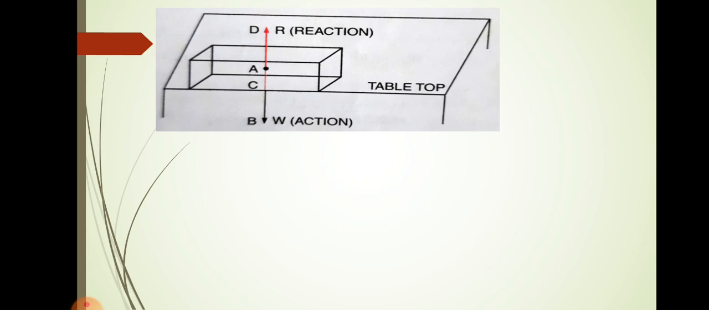Now let us consider some more examples. Here I have considered a book which is lying on a table. The weight of the book is acting vertically downward, but the book does not move downward. It implies that the resultant force on the book is 0, which is possible only if the table is exerting an upward force on the book equal to the weight of the book. So here the book is balanced.